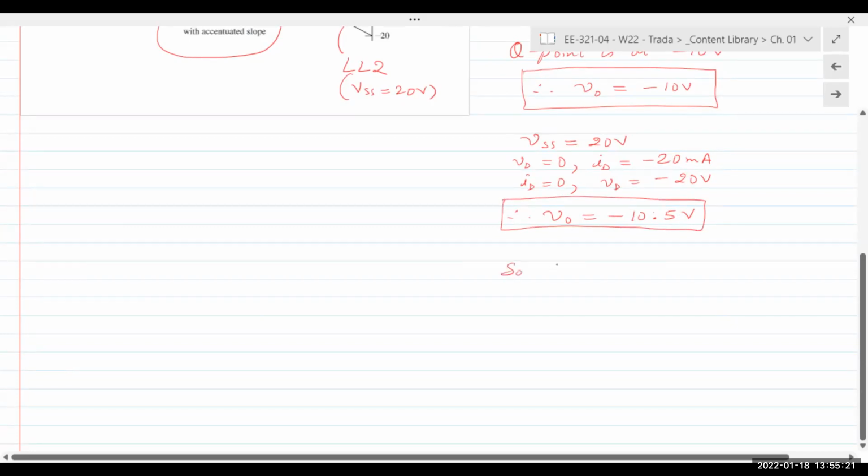So a 5-volt change in the input, and a Zener change of 0.5 volts.